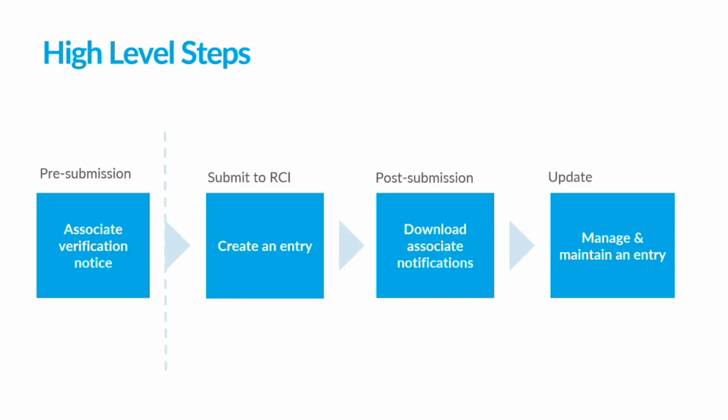We'll just take a broad look at the submission steps. Firstly, pre-submission checks, including the associate verification notice, which I'll come to. Then you'll make the entry. Once created, the recorded person should download the associate notifications and share them with the associates. And finally, there is maintenance.